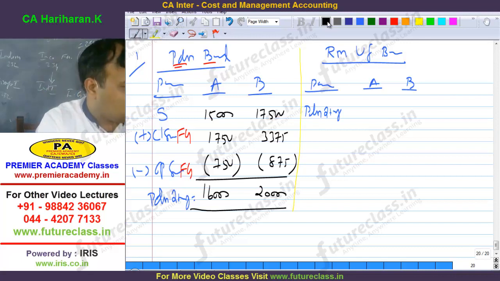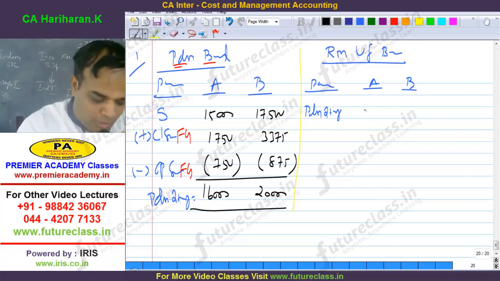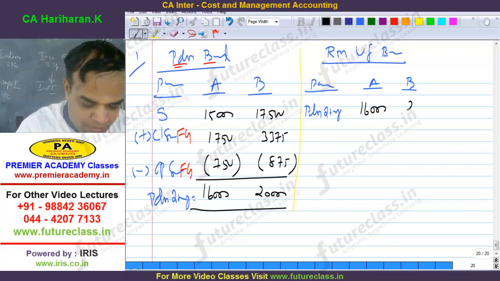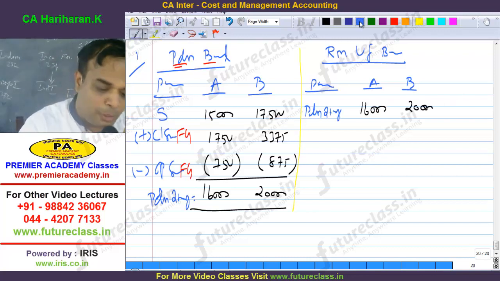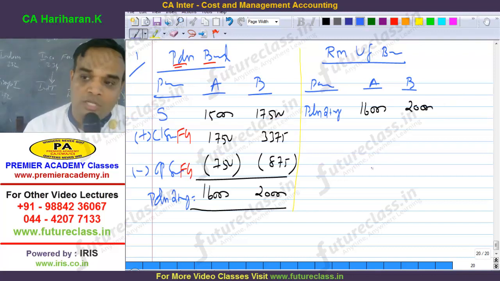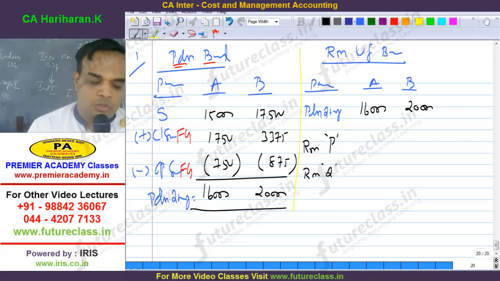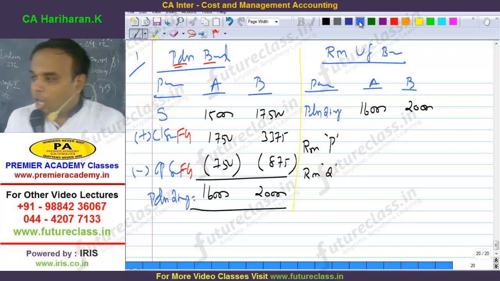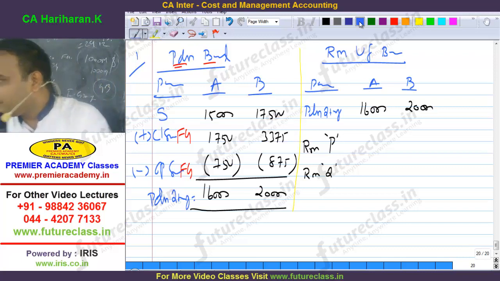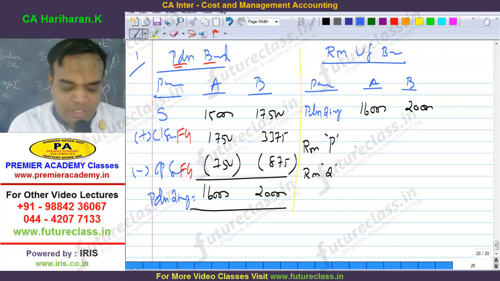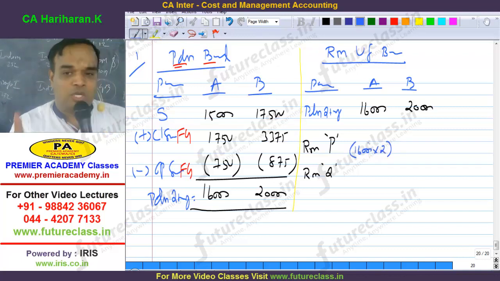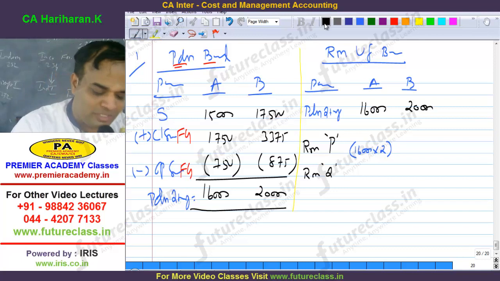Now, production quantity is the starting point. So, how much is the production quantity? A 16,000, B 20,000. To produce the product, you are going to use the raw material. What all the raw materials are there? Raw material P and raw material Q. Now, to produce one product of A, how many kgs of P do you need? Therefore, how much do you have to utilize? 16,000 you have produced. To produce one product you need 3 kgs. Working should form part of your answer. Therefore, how much is the raw material consumption of P?